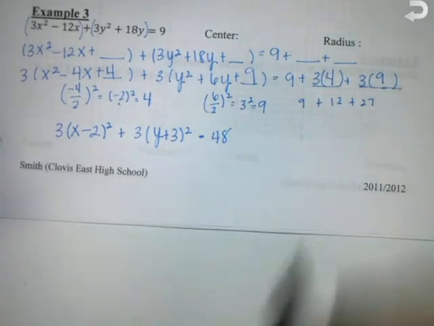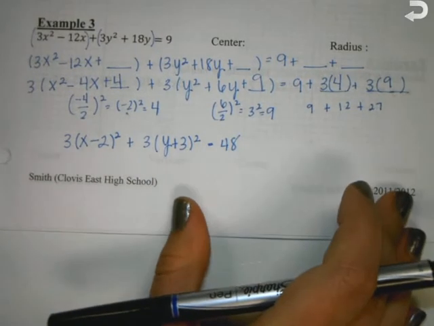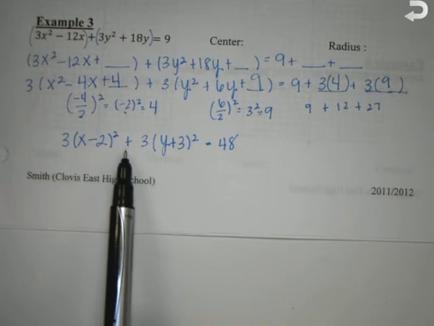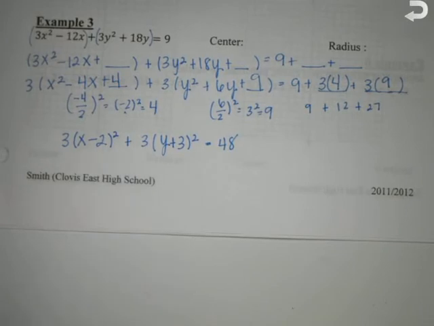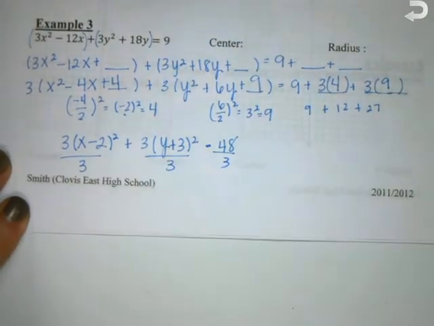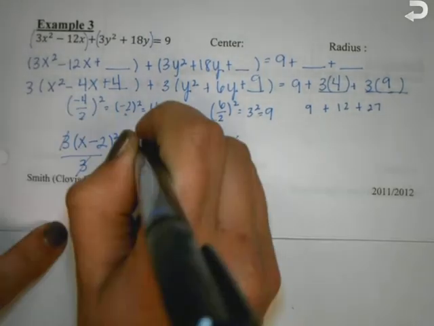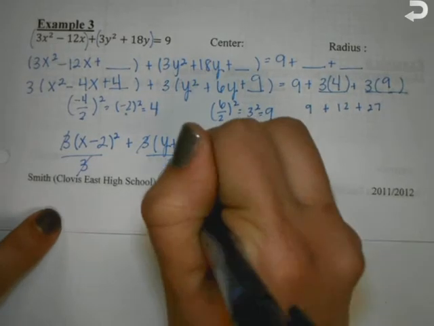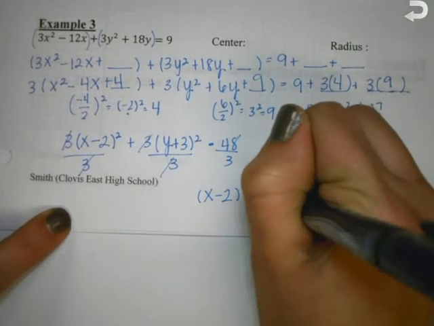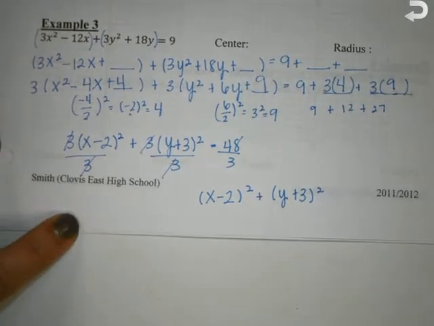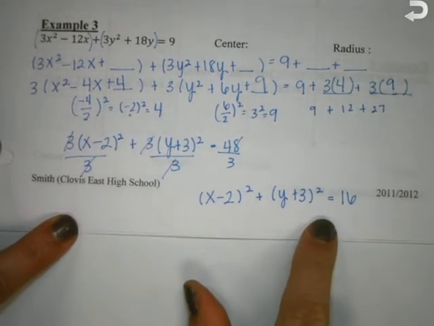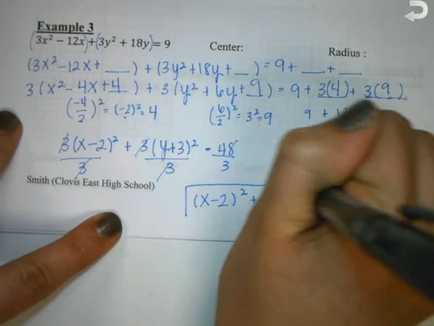Okay, do I look like the descriptive form yet? I'm almost there. What's one other thing I can do? We can divide everything by 3. So we divide everything by 3. Those 3's are going to cancel. And it's going to give me x minus 2 squared plus y plus 3 squared equals 16. Now is it in descriptive form? Yes, it is. Okay, so we're in descriptive form.